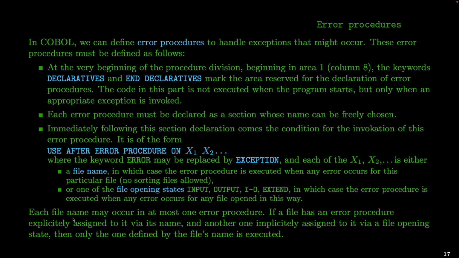First, each file name can only occur in at most one error procedure. And if you have a file that has its own error procedure but would also invoke an error procedure for the file opening state, then the one assigned to it by its name takes precedence. So the error procedure for the file name takes precedence over the error procedure for the file state.